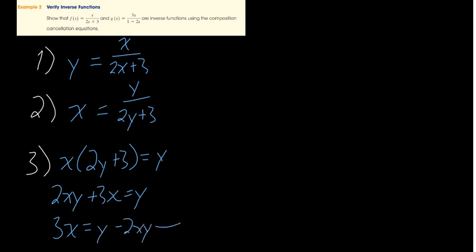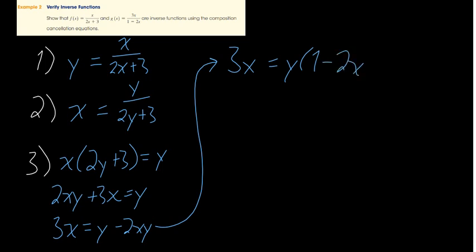Okay, now let's go up here. And we're going to factor a y out of the right side. So we're going to have 3x is equal to, we're factoring a y out, so it's going to be 1 minus 2x. Okay. All right. And then we're going to divide both sides by 1 minus 2x. So we're going to have 3x over 1 minus 2x. That's equal to y. And then step 4, we said we're going to change y to f inverse of x.